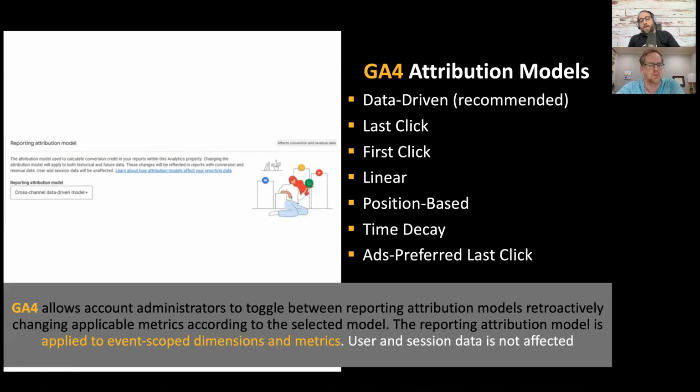And you can see that Google Analytics allows account administrators to toggle between reporting models retroactively, changing the applicable metrics according to the selected model. What that means is if today I want to look at Google Analytics from the perspective of first click, I can do that. Let's say tomorrow I want to look at it from last click, I can turn that as well. And once again, it's that concept of being able to change things and look at it. It's a lot more available and applicable here in GA4.